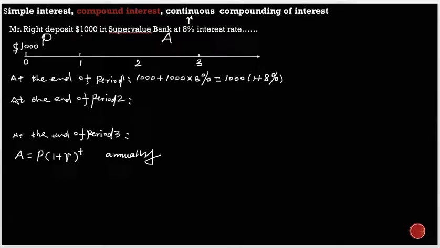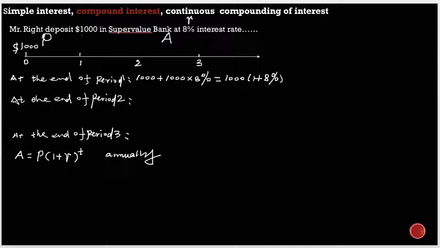In the previous lecture, we came up with the annually compound interest formula. So how about if we compound the interest semi-annually?